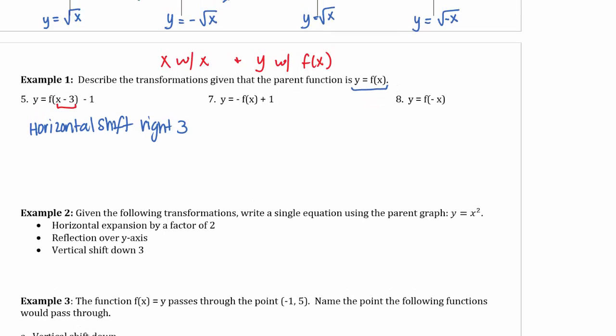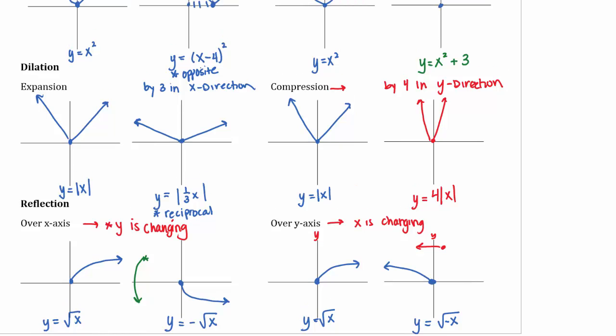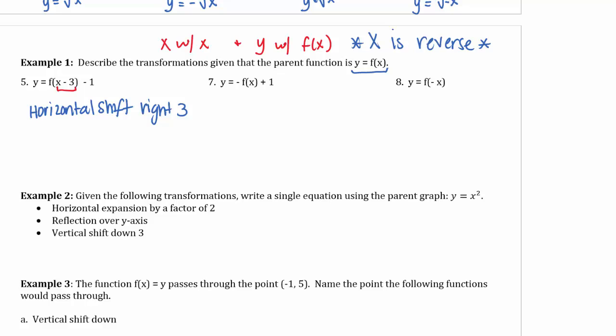Because the other thing you need to remember is that x is always reverse, right? If you look back on our other page, everything when we did in the x direction, we had opposite and we had the reciprocal. So it's always reverse of what you think. So again, this x minus 3 here, since I'm subtracting with x, is a horizontal shift to the right.